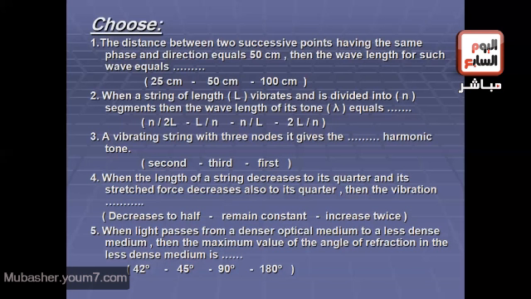Then the wavelength for such wave equals, yes, if the distance between two successive points have the same phase, it means that two successive crests or two successive troughs. Yes, that is of course the value of wavelength. So the value of wavelength for such wave equals, yes, that's right, it's 50 centimeters.